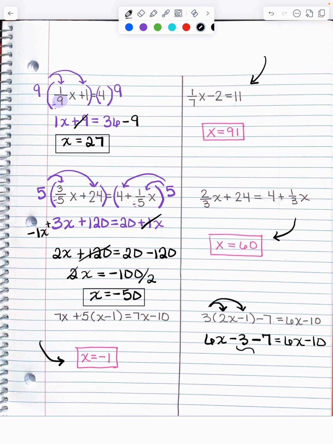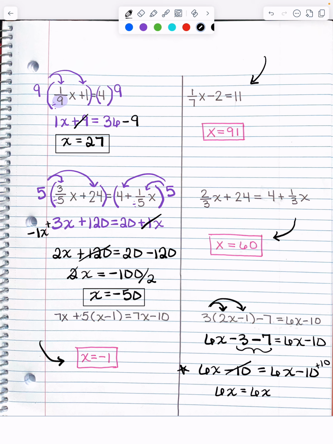Now, I can combine these two. So I have 6x minus 10. And then on the right side, I also have 6x minus 10. Now if I look at these, I notice that they are exactly the same on the left side and the right side. I could actually stop right here, but just in case, if you got rid of this 10 and added 10 to both sides, you would have 6x equals 6x.